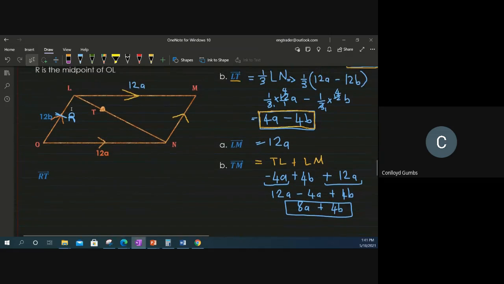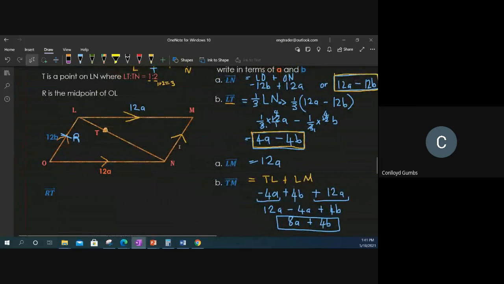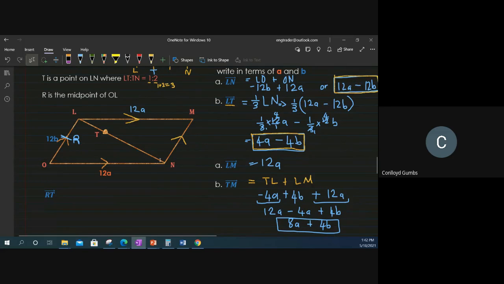RT. Do we have anything with RT so far? The only thing we have is L to T. Okay, we have an L to T. So there's no point in going R to O, O to N, then N to T. No point in doing all of that. You just keep it simple. Going from R to T, just keep it simple. So that means I'm going R to L, so R to L plus L to T.